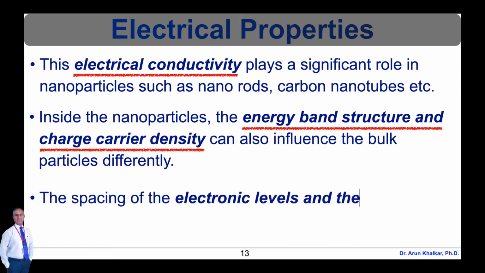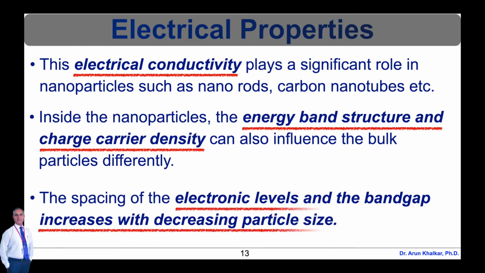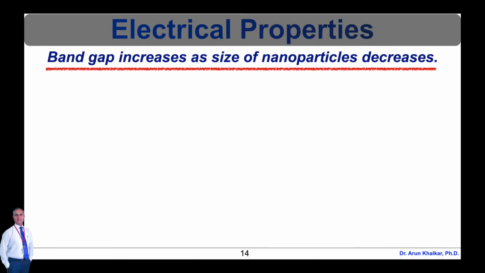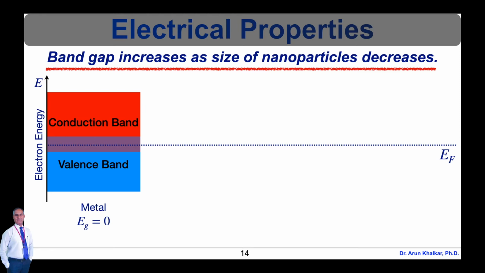The spacing of electronic levels and the band gap increases with decreasing particle size. This is because the electron-hole pairs are now much closer together and the Coulombic interaction between them can no longer be neglected, giving an overall higher kinetic energy. The increase in band gap can be observed experimentally by the blue shift in the absorption spectrum or sometimes even visually by the color of the samples.